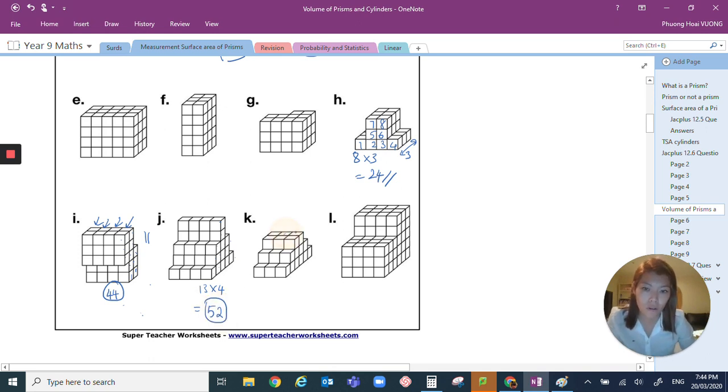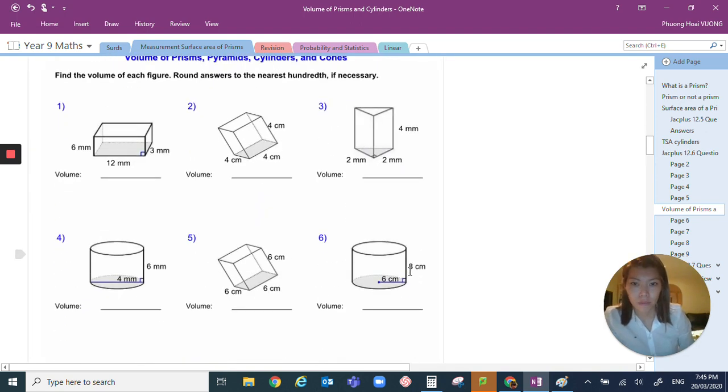So we look for the piece that gets repeated and repeated, and we figure out the area of this one, and we multiply it by, we call this height, even though it's lying down. Okay. So for this one, you'll find the area of this one and multiply by how many layers there are. We call that H.